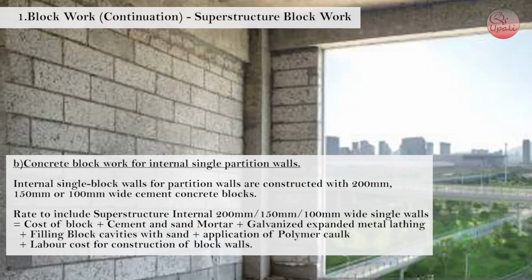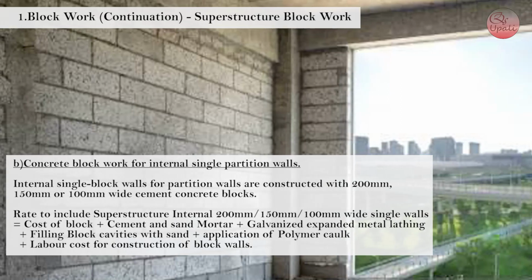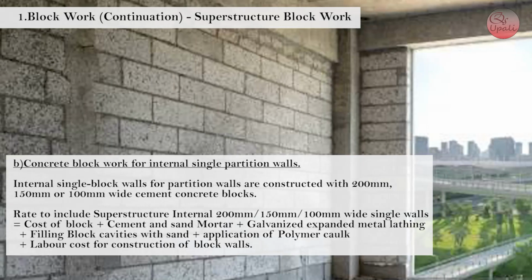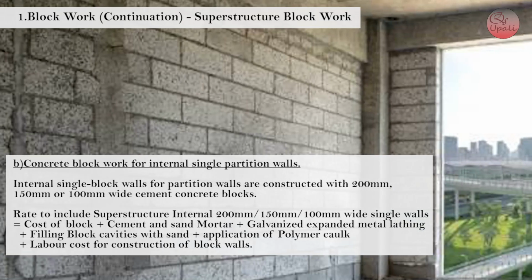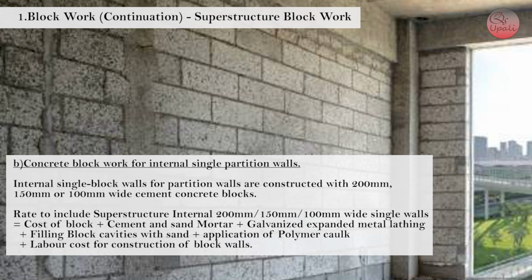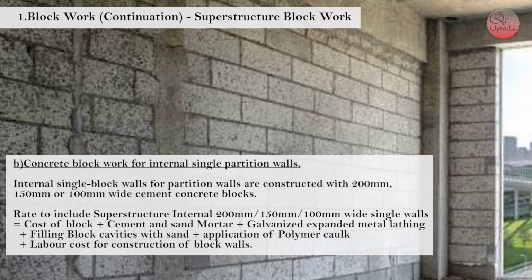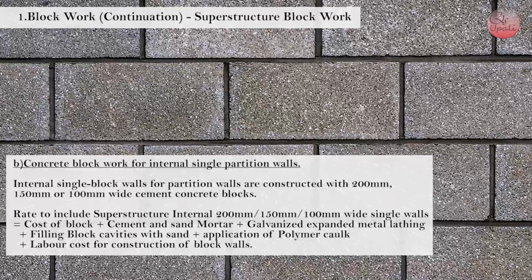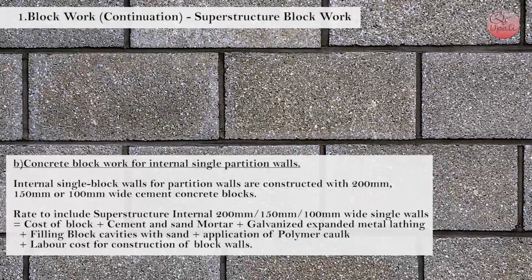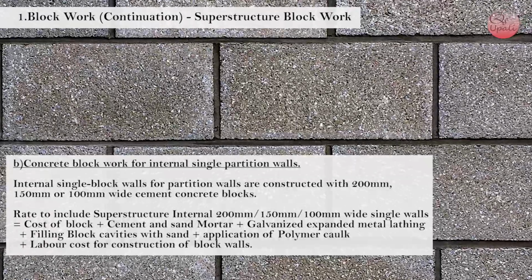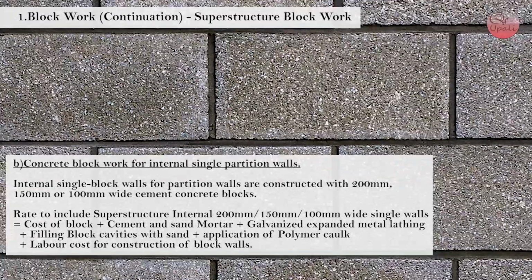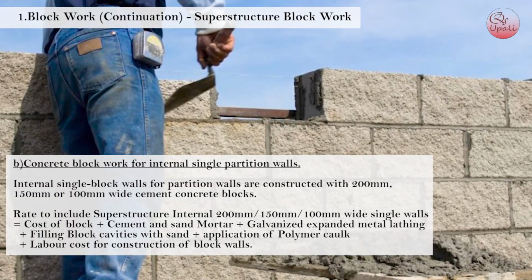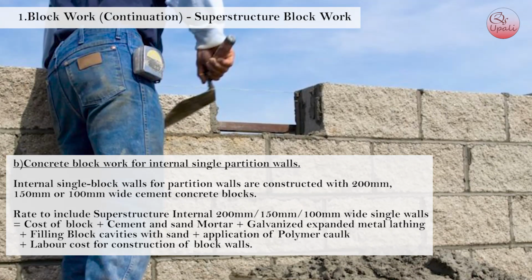B. Concrete block work for internal single partition walls. Internal single block walls for partition walls are constructed with 200 mm, 150 mm or 100 mm wide cement concrete blocks. Rate to include superstructure internal 200 mm, 150 mm, 100 mm wide single walls equals cost of blocks plus cement and sand mortar plus galvanized expanded metal lathing plus filling block cavities with sand plus application of polymer caulk plus labor cost for construction of block walls.